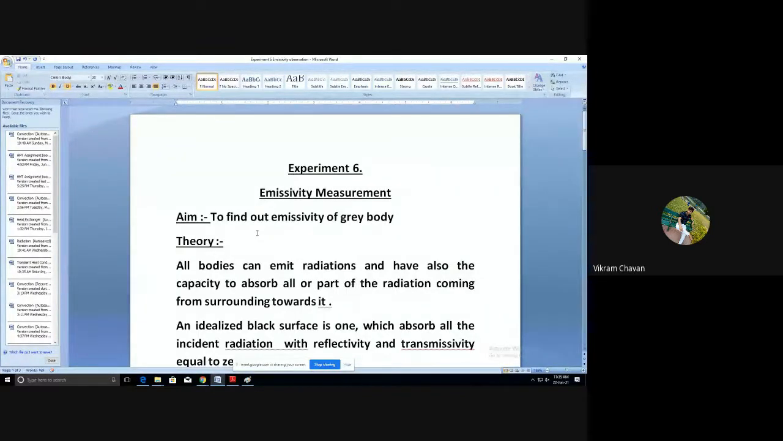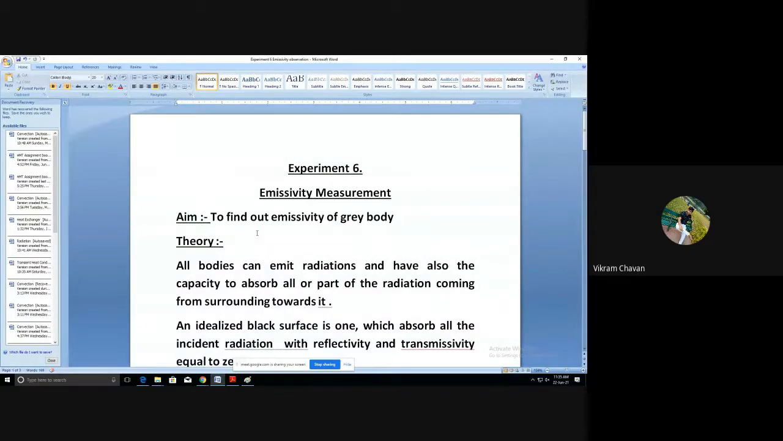So today we are going to understand how to measure the emissivity of any body or any substance. And for that purpose, we are going to perform one experiment, the emissivity measurement experiment. In this particular experiment, our aim is to determine the emissivity of a gray body.